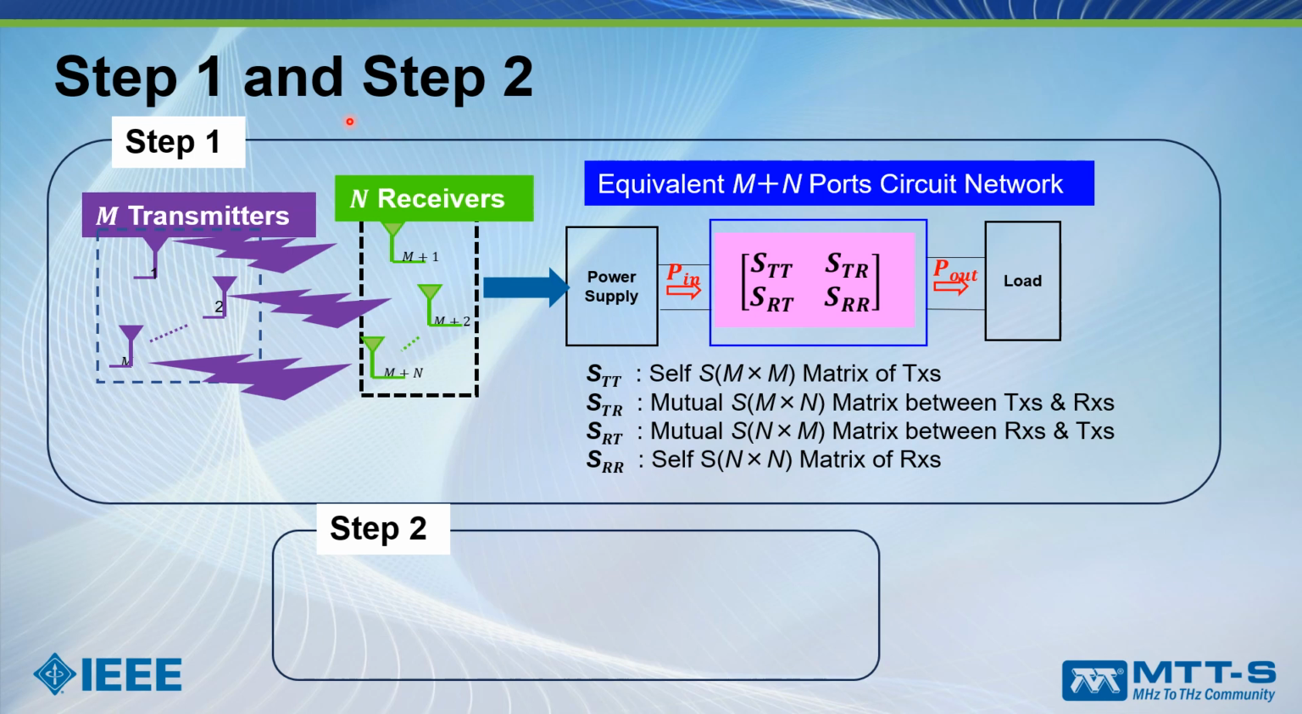Here are a few more details for step 1 and step 2. Step 1 starts from these transmitters and receivers. We can obtain the S matrix like this. It can be obtained by electromagnetic wave simulation software or measured by using a network analyzer. And in step 2, we establish the power transfer efficiency like this, the Rayleigh quotient.